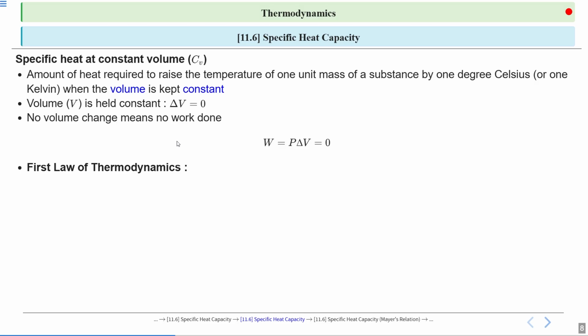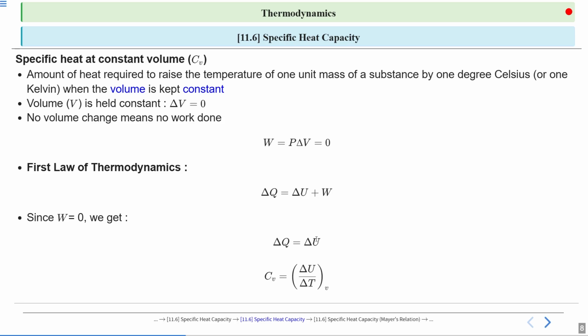First law of thermodynamics: delta Q, the heat supplied to a system, is equal to the change in internal energy of that system plus work. Since no work is done, W is equal to 0. Putting W in the expression of the first law of thermodynamics, we get delta Q equal to delta U. It means the heat supplied to a system is converted into its internal energy and is used to raise the internal energy of that system.